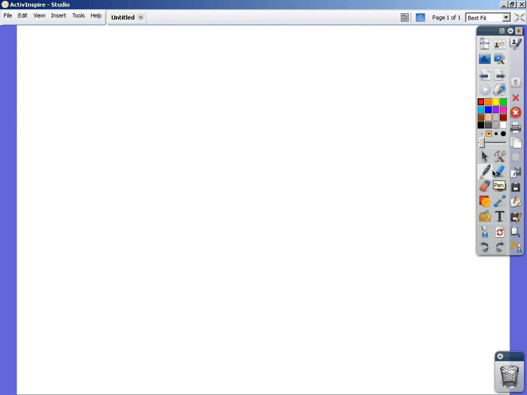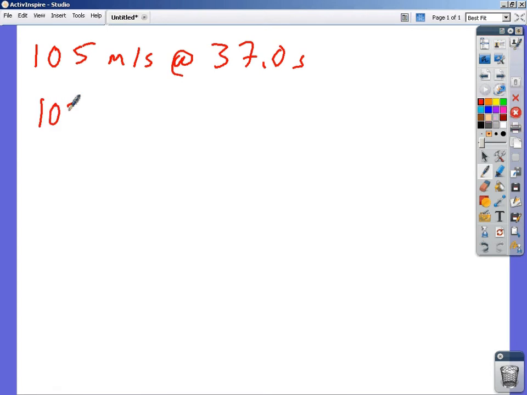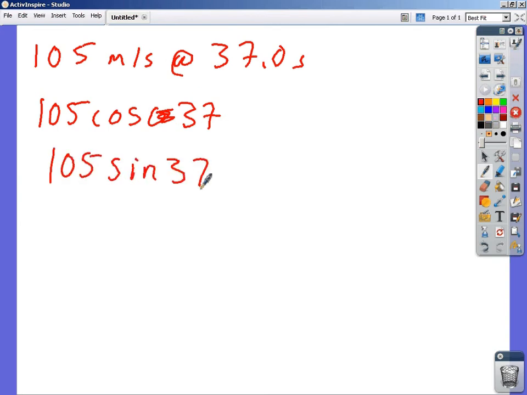I know. 105 meters per second at 37 degrees. So I would say before you try setting this up at all, do 105 cosine theta, not theta, cosine 37, and 105 sine 37, and break that into components because you really can't do anything without those. Do that while I calibrate this thing.